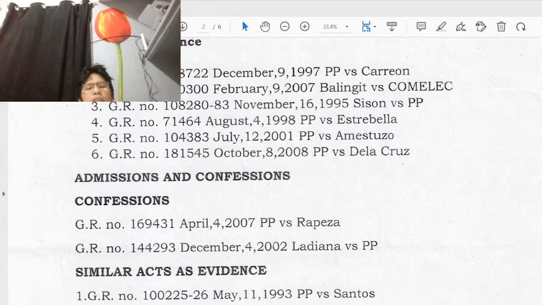He also assails the forensic laboratory examination result, saying it was not covered by a certification, in violation of Section 21. He stresses that the prosecution must not simply rely on the presumption of regularity, for it cannot by itself support the conviction. The appeal is meritorious.